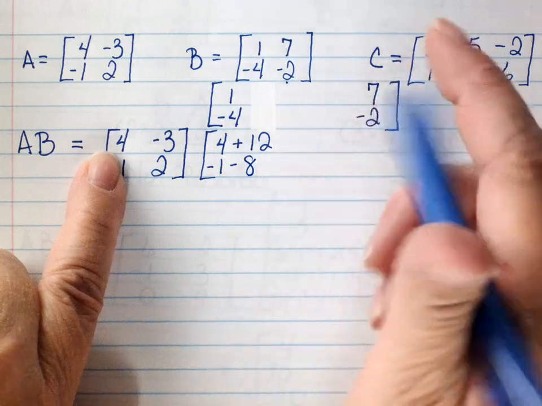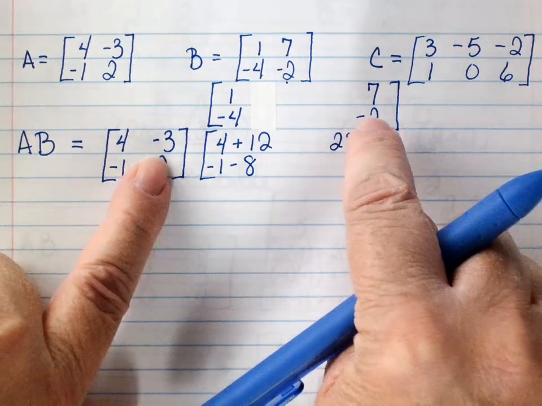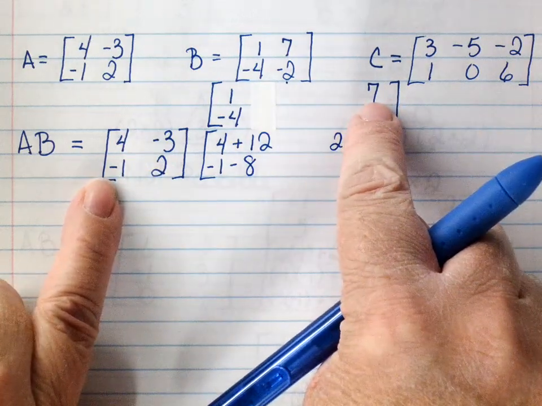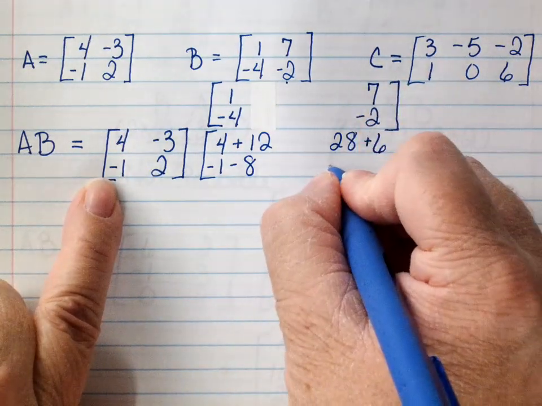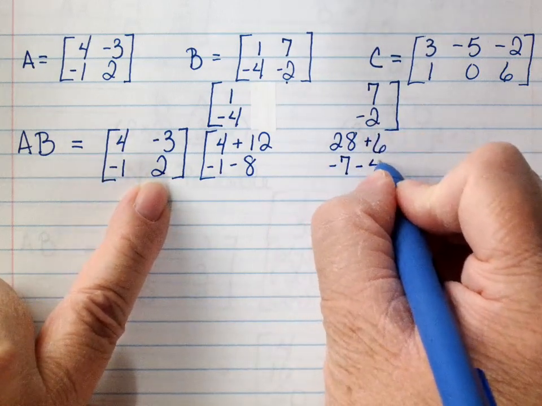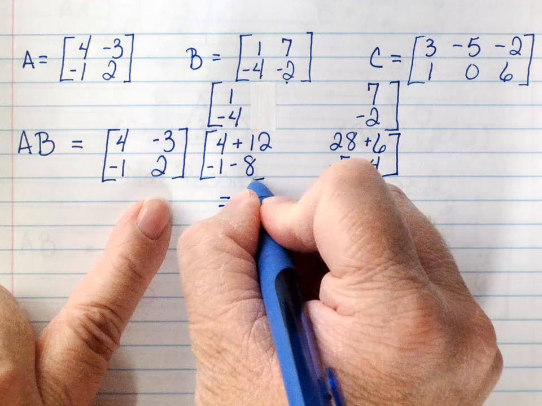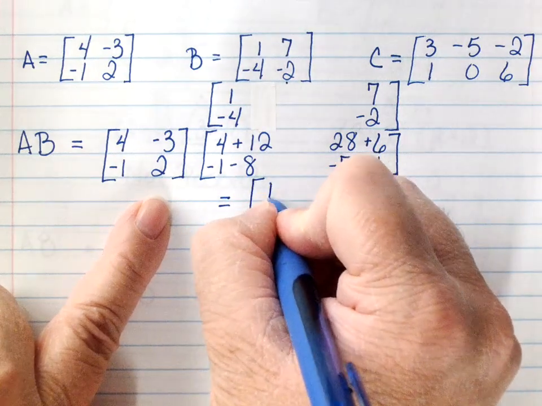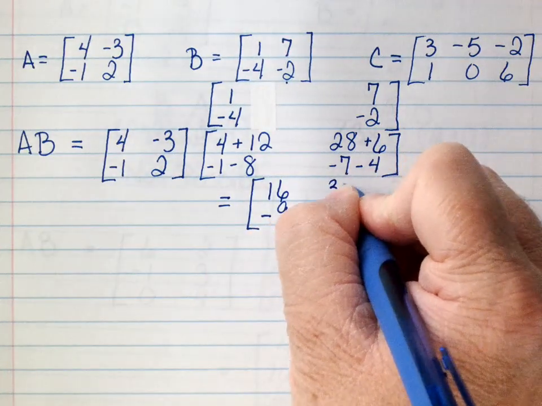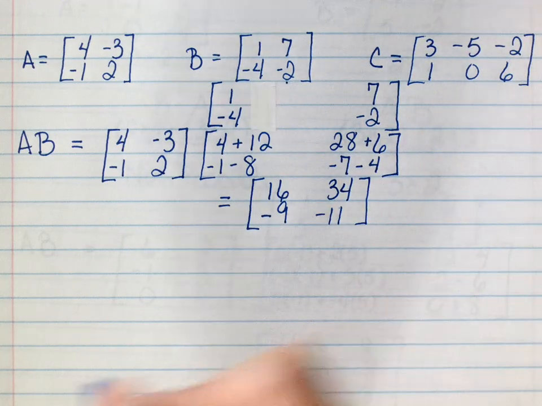4 times 7 is 28. Negative 3 times negative 2 is a positive 6. 7 times negative 1 is negative 7. And negative 2 times 2 is a negative 4. At this point, all we do is simplify. And we're going to get that the resultant matrix is 16, negative 9, 34, and negative 11. Okay, that looks pretty straightforward.